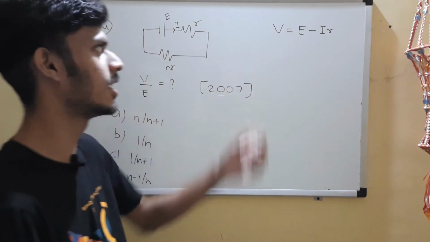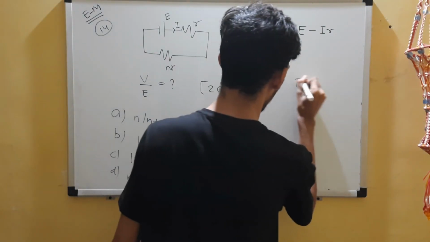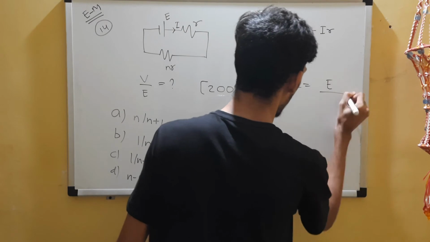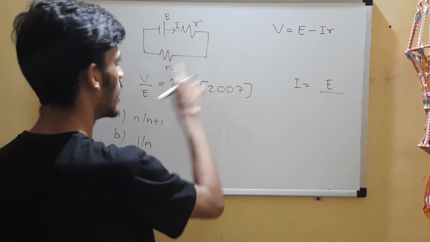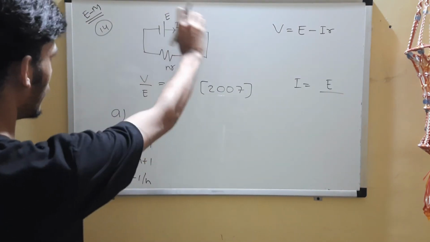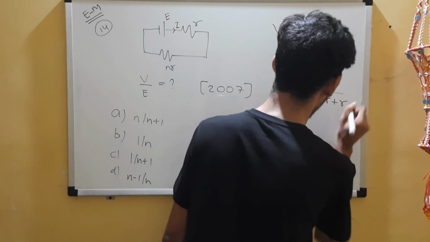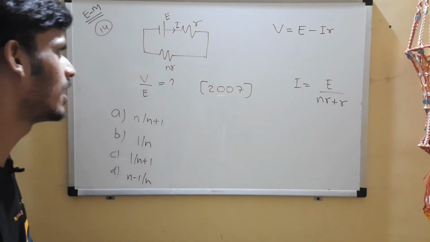Okay, then we'll solve this and let's see if we get our answer. So let's find the current in the circuit first. The current I in the circuit will be given by the EMF divided by the net resistance. Here the two resistances are in series. I hope it is clear. The same current is passing through both, right? So yes, they are in series, so nR plus R, the voltage divided by the equivalent resistance.